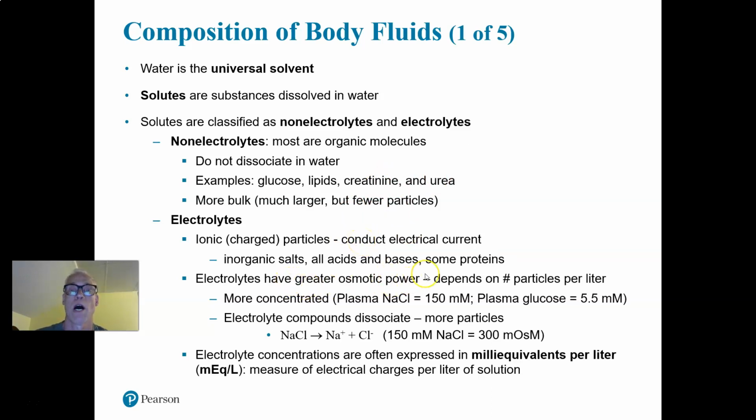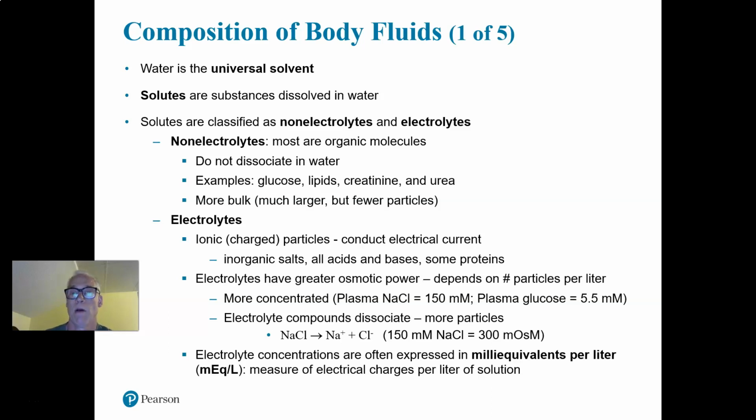Therefore, the electrolytes have more osmotic power because osmosis depends on the relative numbers of particles on either side of a semi-permeable membrane. And so if you have a large number of particles, such as electrolytes, they have a lot of osmotic power. Having a large bulk of a smaller number of solute molecules really doesn't have as much osmotic power. So your plasma is around 150 millimolar sodium chloride, maybe a little bit less than that. The plasma glucose, for example, is only 5.5 millimolar, because we're talking about big molecules, relatively speaking, but not quite so many of them.